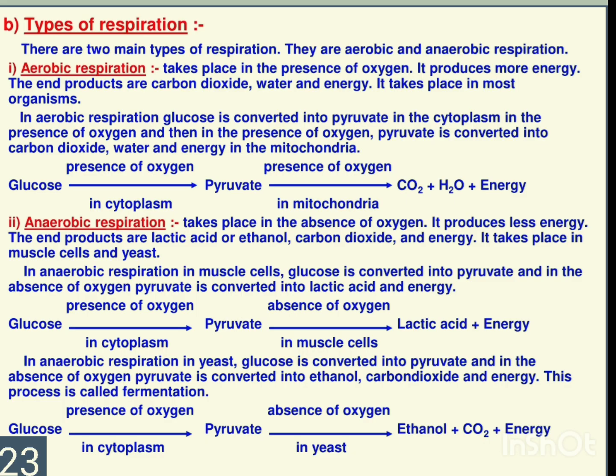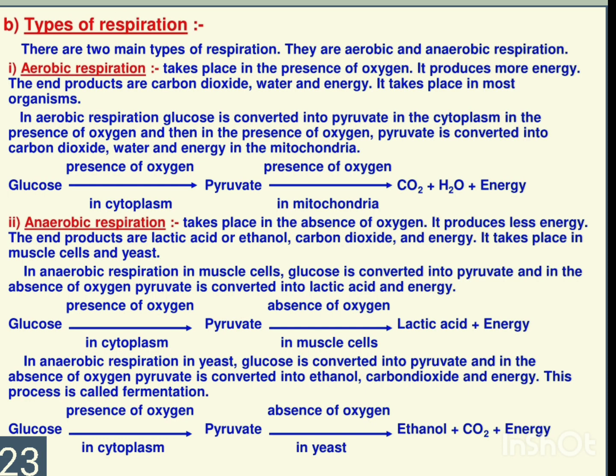Here, glucose is converted into pyruvate in the cytoplasm, whereas pyruvate is converted into lactic acid and energy in the absence of oxygen in the muscle cells. First it happens in the cytoplasm, then in the muscle cells. In the cytoplasm, oxygen will be there, and in the muscle cells, there will be no oxygen. In this way, anaerobic respiration takes place.